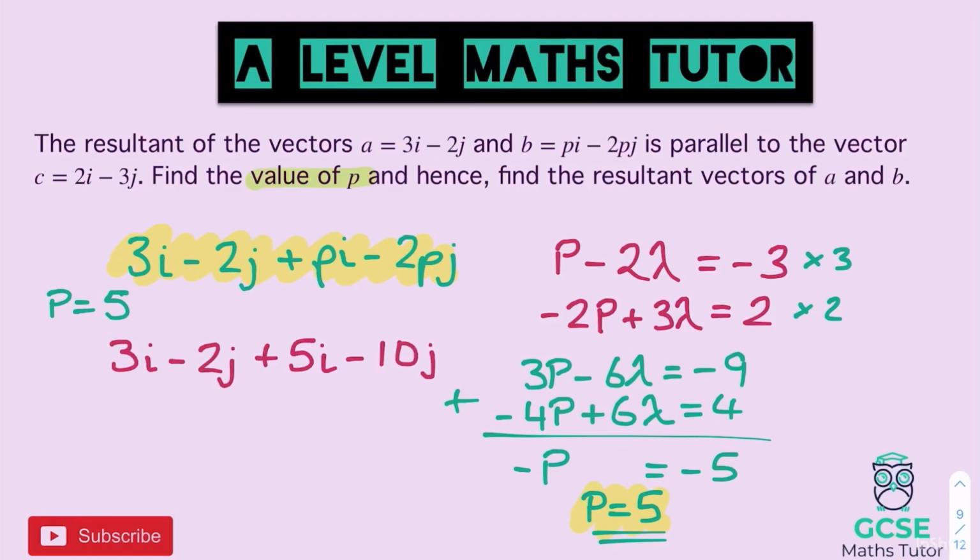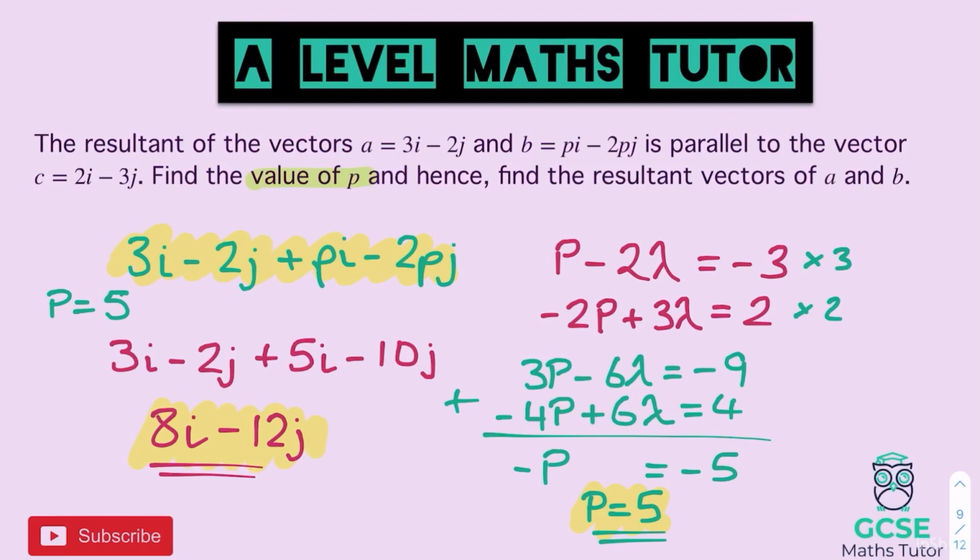And if we simplify that all down, 3i plus 5i is 8i, and negative 2j, take away 10 is minus 12j. And there is our resultant vector, now that we know what p is. And there we go, let's highlight that off as our second part of that question. There we go, so something a little bit different.